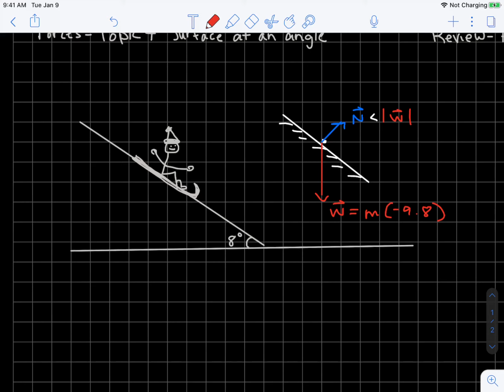Which is why the sled actually slides down the hill, because weight is greater. So that force pulling down the hill is a little bit bigger. All right, now what changes, let's just assume we don't have friction in this case. What changes is your net force. You see, the net force actually is a combination between the normal force and your weight force.